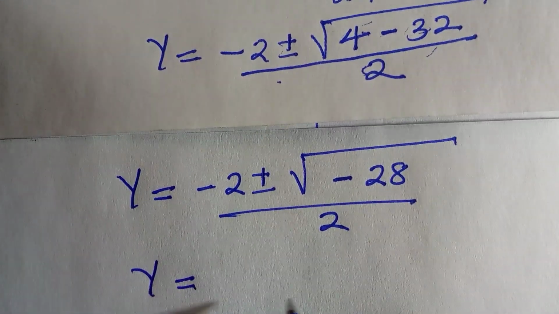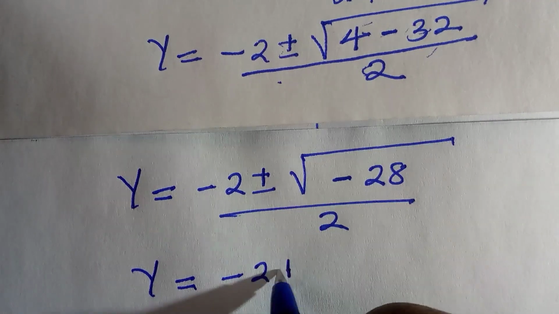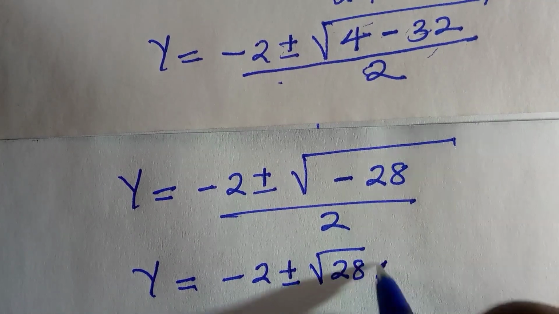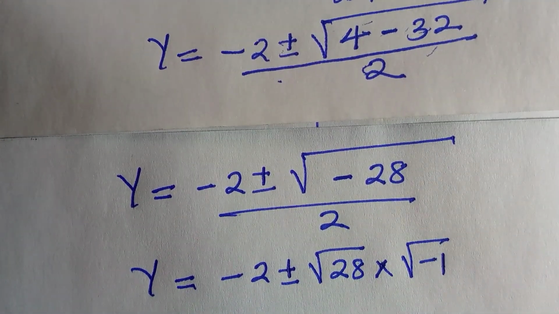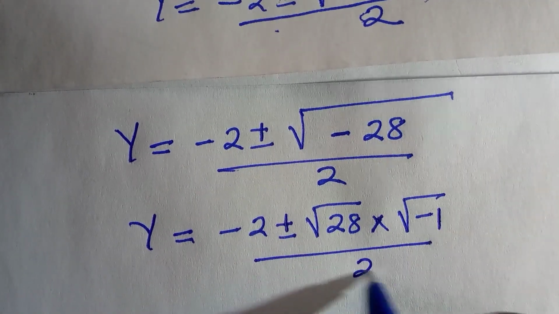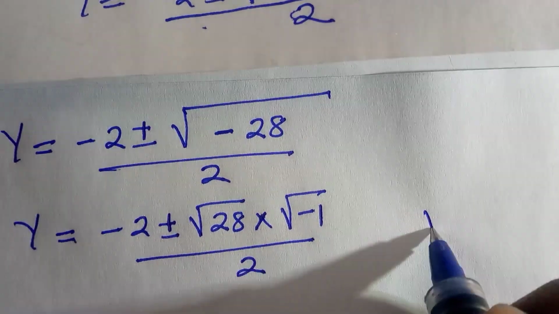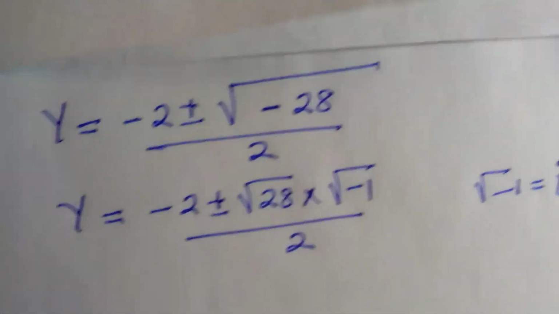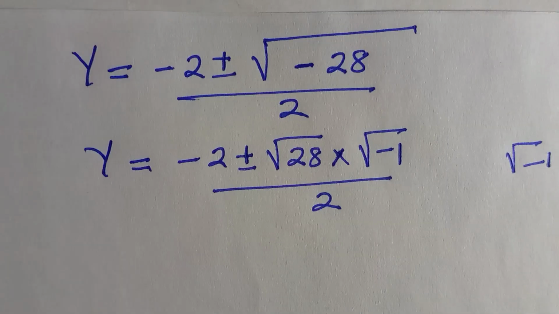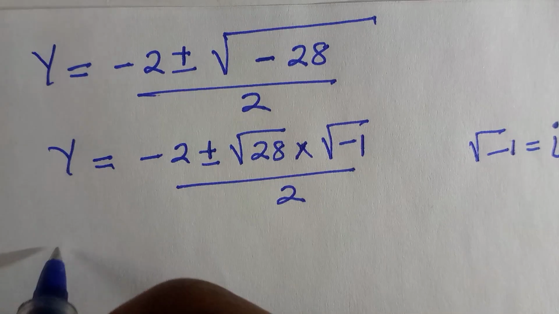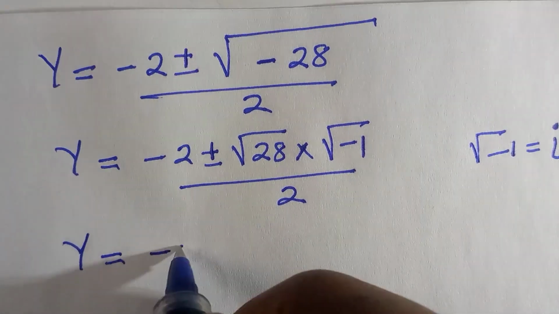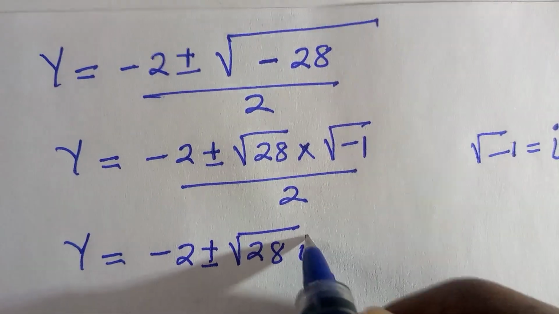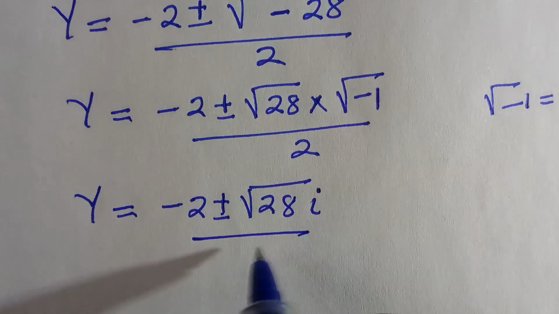But if you have y equals minus 2 plus or minus, I can separate this as root 28 multiplied by the root of minus 1, and everything divided by 2. What I use above is the root of such, and here we have, the root of minus 1 is known as i, a complex root, so you can use any letter, j, k, any one you like. So I'm using i, and by replacing it in this, we have y equals minus 2 plus or minus the root of 28 i, then divided by 2 entirely.